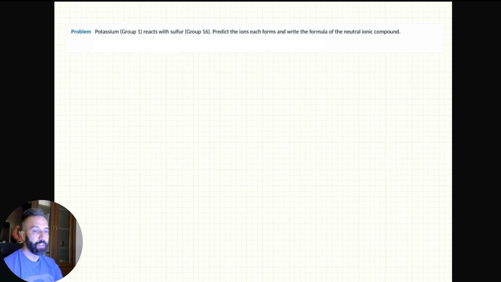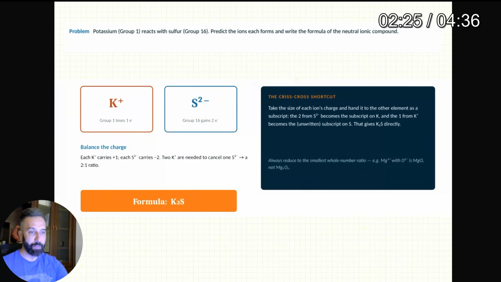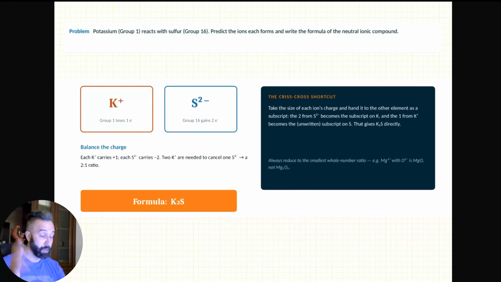Potassium reacts with sulfur. Predict the ions each forms and write the formula of the neutral ionic compound. So potassium is in group 1, right? So it will be 1 plus. Sulfur is group 6, so it's going to gain 2 electrons and become S2 minus. So I'm going to need 2 potassiums to make this neutral. So it's going to be K2S.